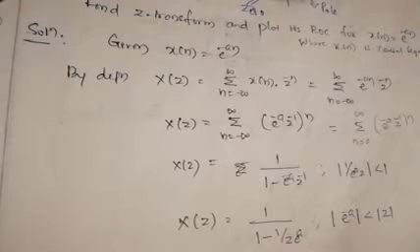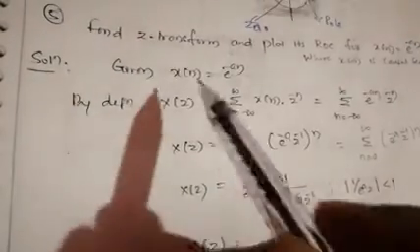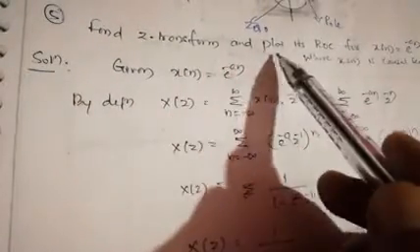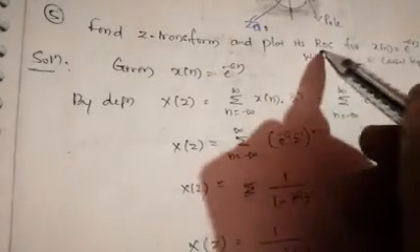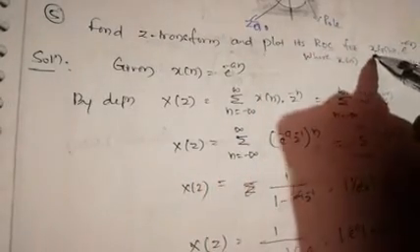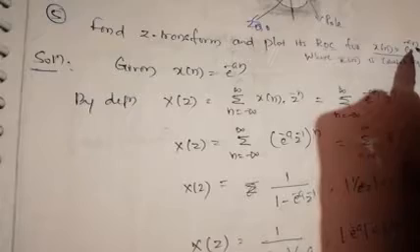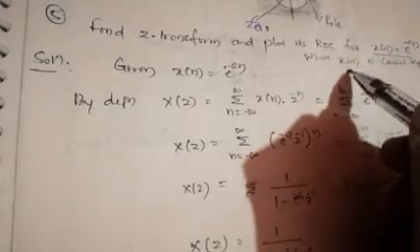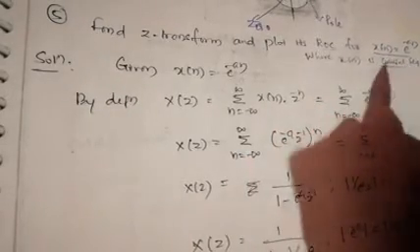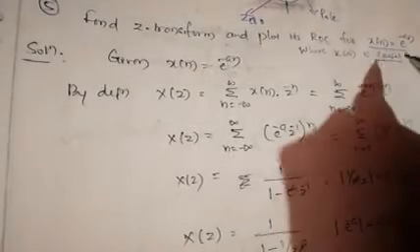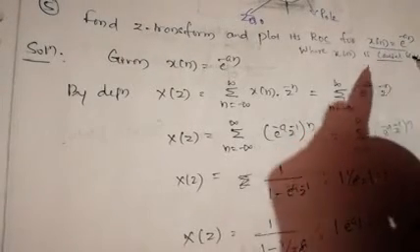Hi friends, in this video we are going to discuss more examples on Z transform. Next example, find Z transform and plot its ROC for given sequence x of n equal to e to the power minus an, where x of n is a causal sequence. First we must know the meaning of causal sequence, then only we can solve this example.